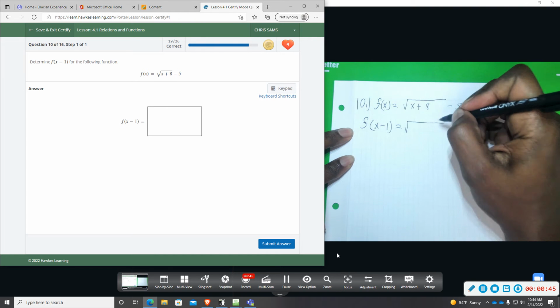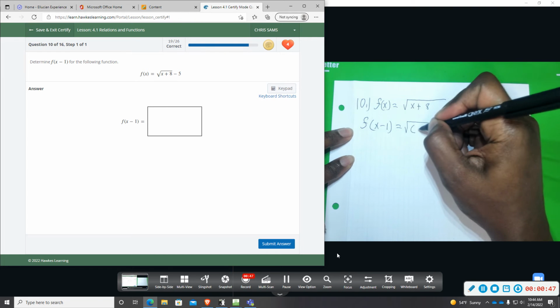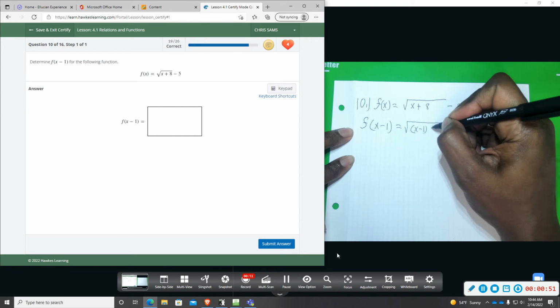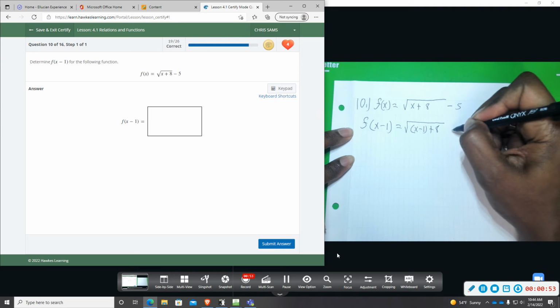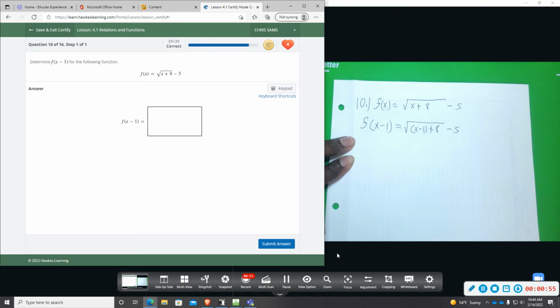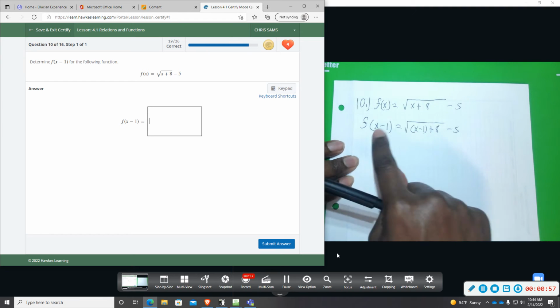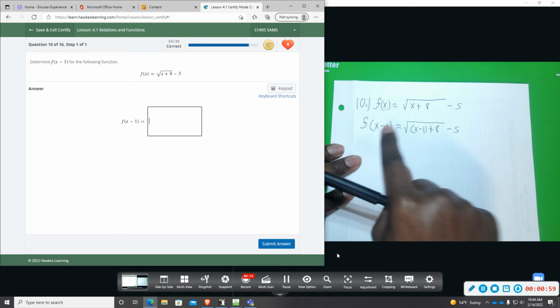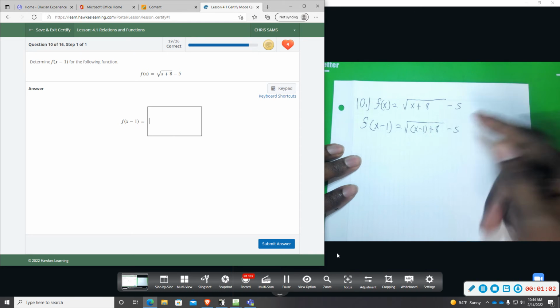So what this notation means is we're going to replace everywhere we have an x with x minus 1. So I'm going to do my square root, and instead of x, I'm going to replace that with x minus 1. So that's for the x, and then bring down my plus 8, and then minus 5. So it just kind of road maps telling you what to plug in where. You plug it in for x, and then we're going to simplify.